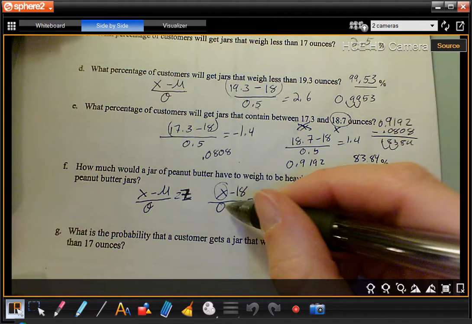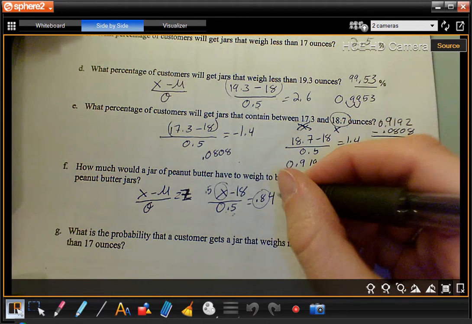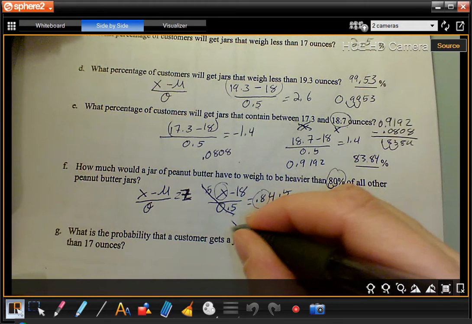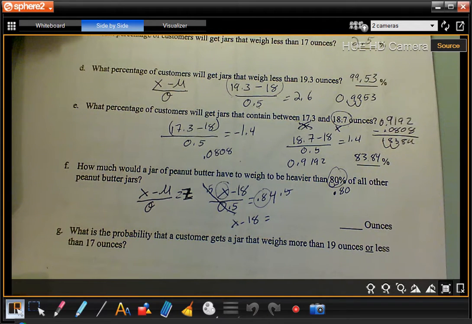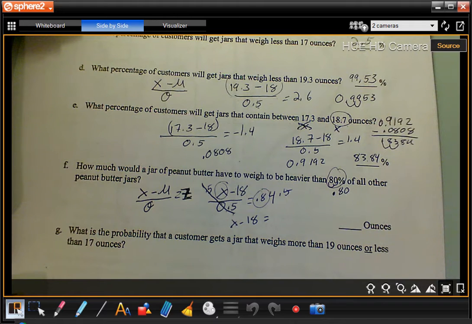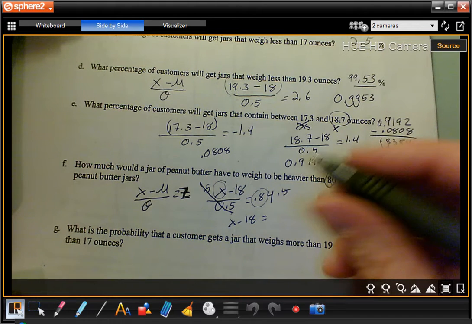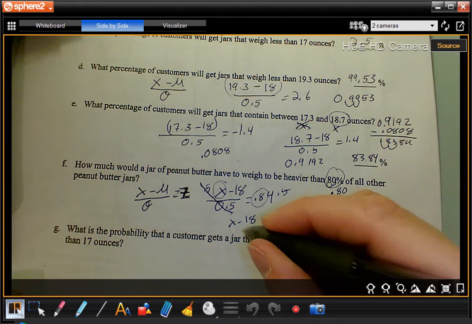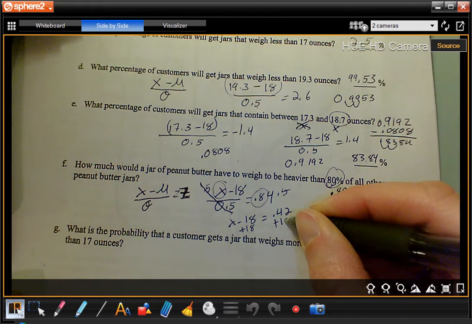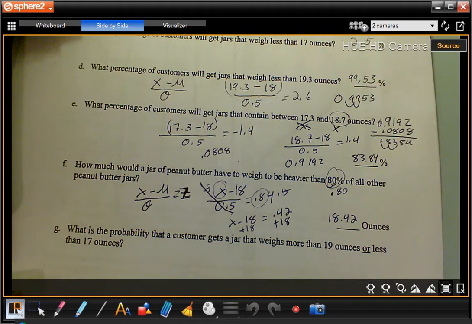So I need to get 0.5 off from the bottom. So I'm going to multiply both sides by 0.5. These cancel. I'm left with x minus 18 equals, and I put this in my calculator, 0.84 times 0.5, making sure you put it in the calculator correctly, unlike I just did, and we get 0.42. Now what do I do next? Add 18. And I get 18.42 ounces if it's 80%. Okay? All right.